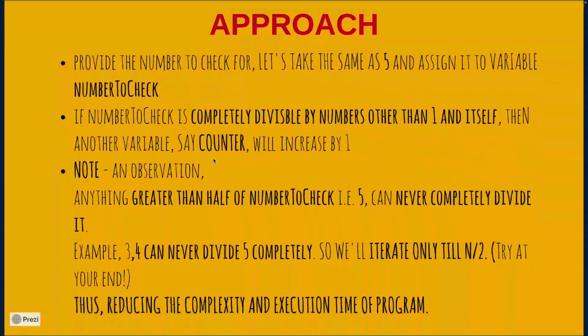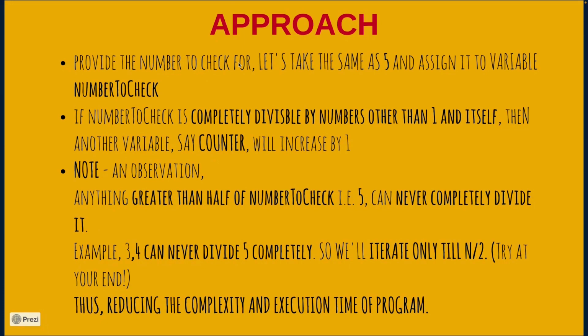In the next section, we are going to discuss the approach of how we are going to solve this problem. First of all, let's go to pointer number 1, which says, decide the number to check for prime or not. Let's assume that we are going to take the number as 5, and I'll assign this number 5 to a variable whose name will be number to check.